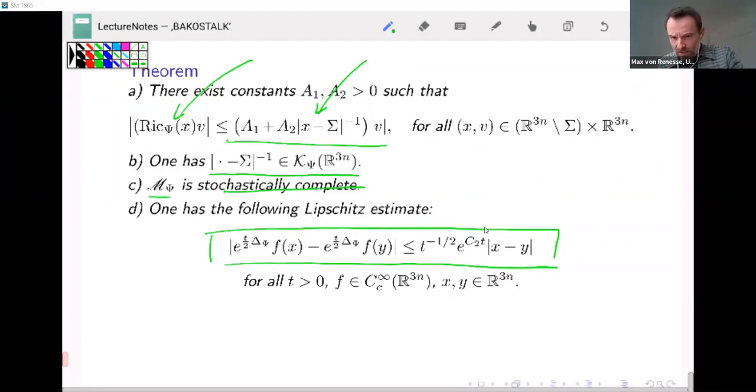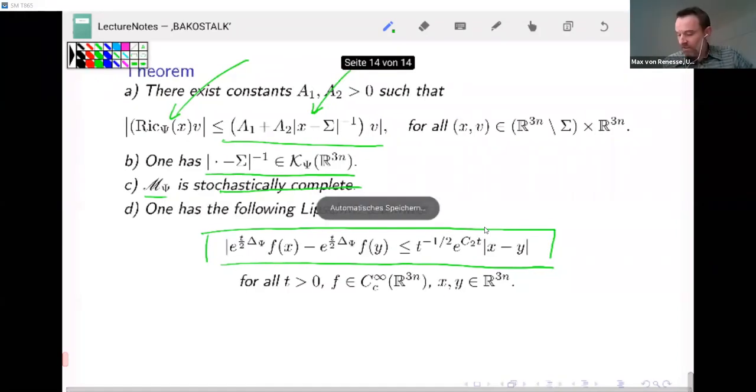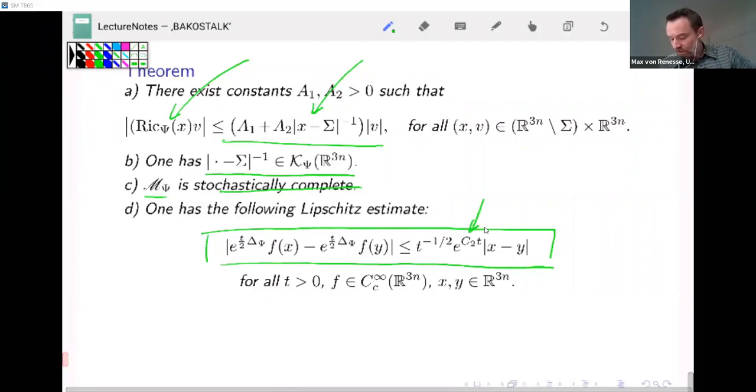for this new object, which is very similar to heat kernel estimates that we would also have in the smooth situation, where this constant here is a constant which really is imported from this Kato class property of the singularity.